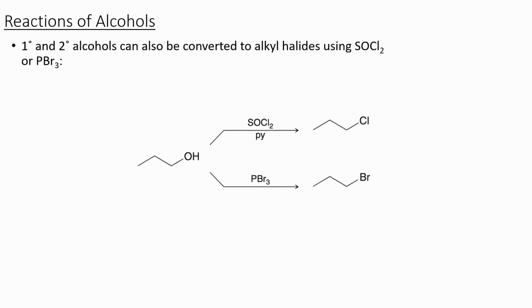Both of these reactions have really good mechanisms that I suggest taking a look at. Their mechanisms are unique to this chemistry, so you'll learn a little more about how mechanisms work by practicing these. We can convert a primary alcohol using SOCl2 and pyridine into a primary chloride, and we can convert a primary or secondary alcohol using PBr3 to a bromide.